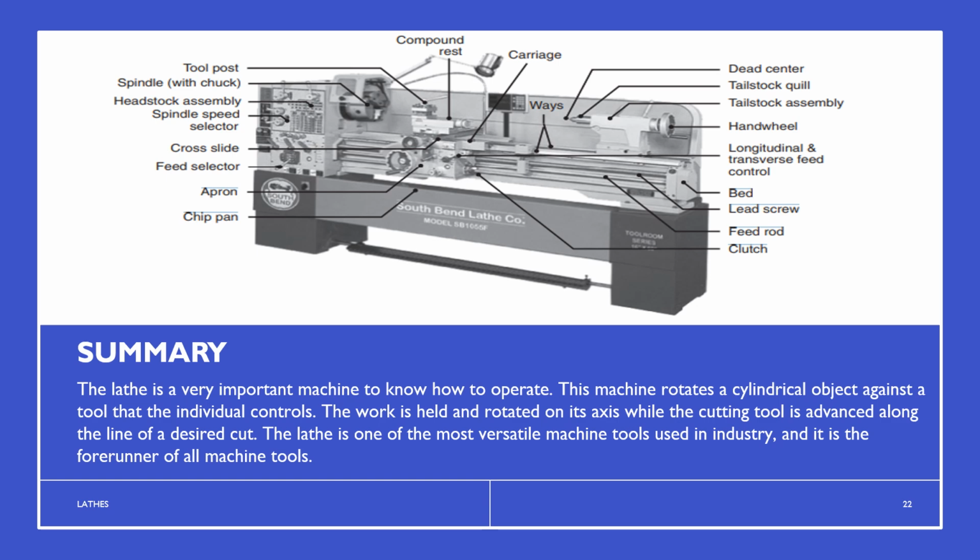The work is held and rotated on its axis while the cutting tool is advanced along the line of the desired cut. The lathe is one of the most versatile machine tools used in the industry, and it is the forerunner of all machine tools.